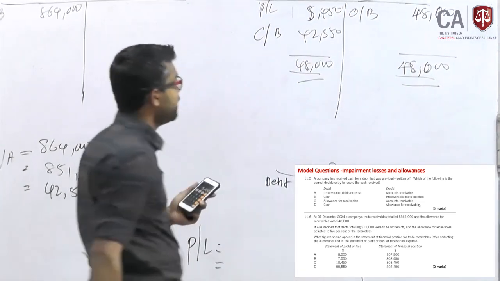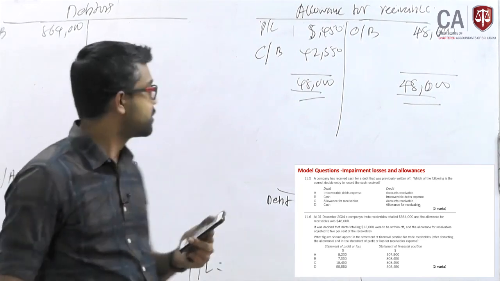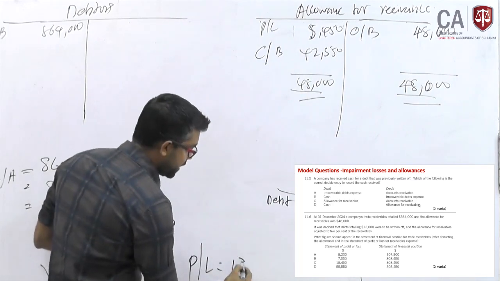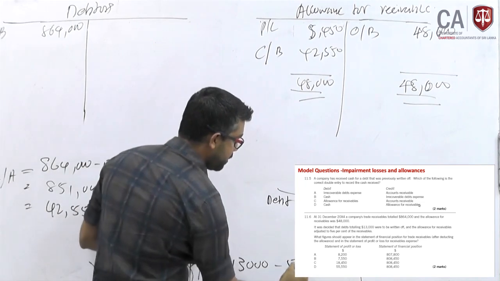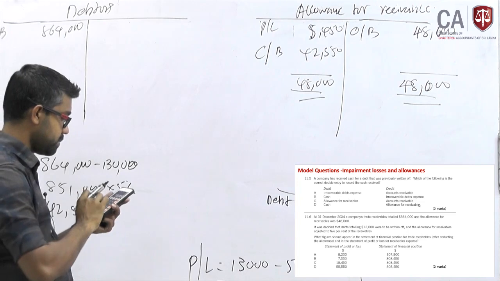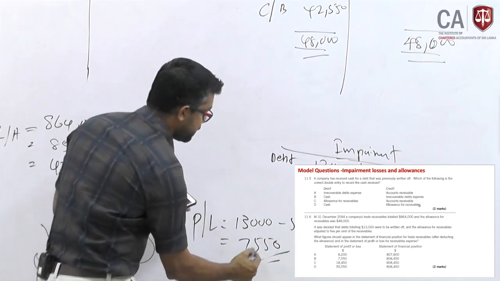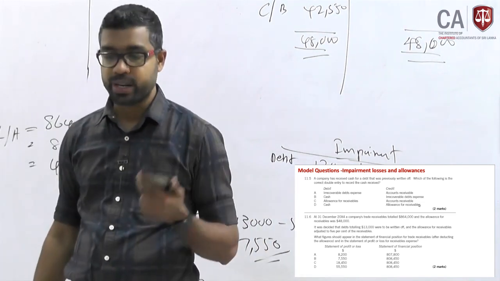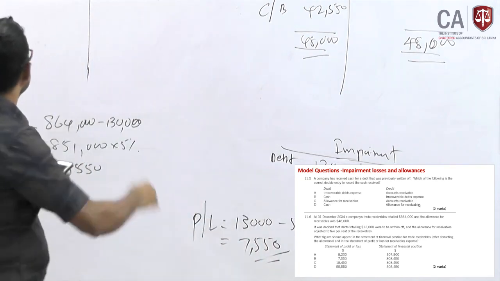450 to P&L, and not only the P&L amount, you have to figure out the balance sheet amount also. Here debit loss allowance, credit there. So then 13,000 from this minus, because it's credit, for 5,450. 13,000. 7,550 to P&L. Yes, 7,550 to P&L. So then no need to read even the balance sheet figure, but you have to calculate it.